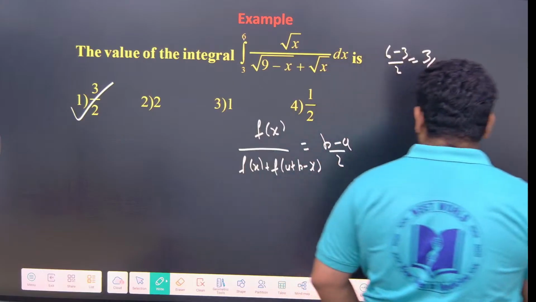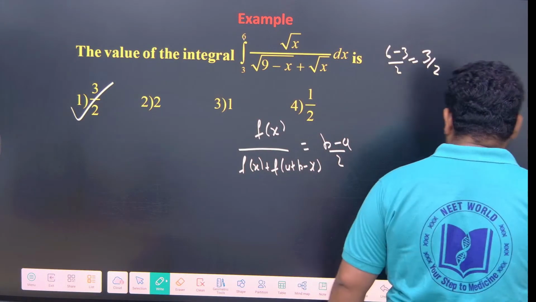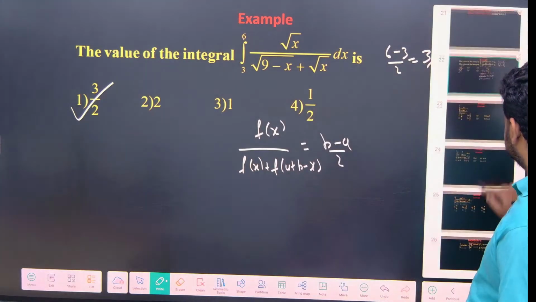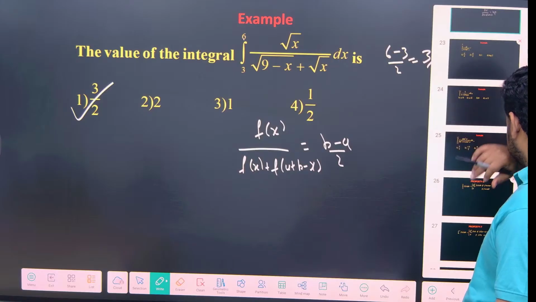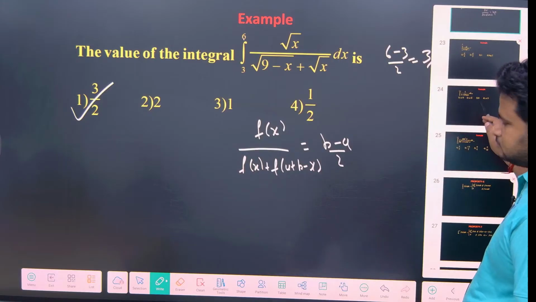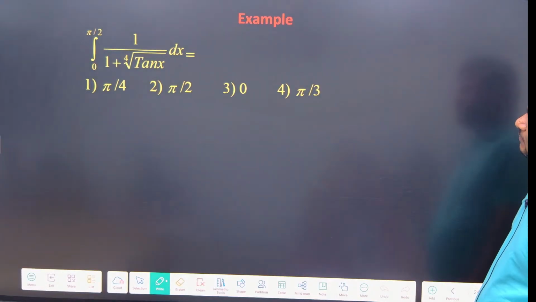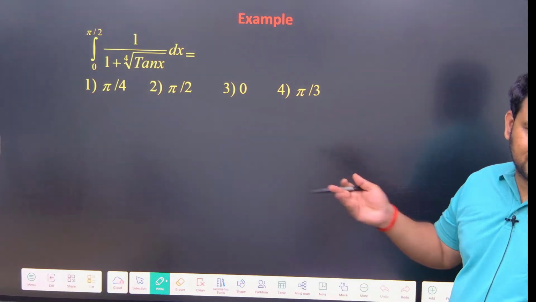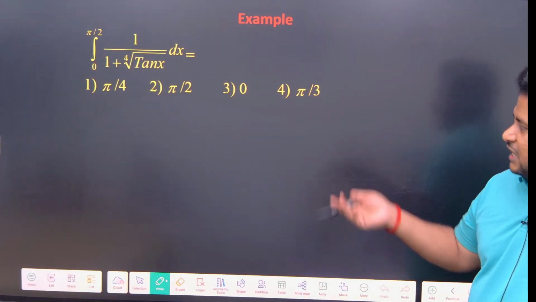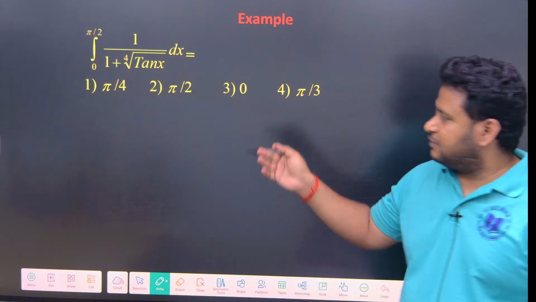Next one. Copied the question, everyone? Copy the question, don't worry about the options. This one: integral from 0 to pi by 2 of 1 by 1 plus 4th root of tan x. If they give it like this, tan to the power of, I can write it as 1 by 4. N can be any value, I told. Otherwise, if we don't know the property or shortcut, it will take a lot of time for us to solve. Okay, what can we do here?